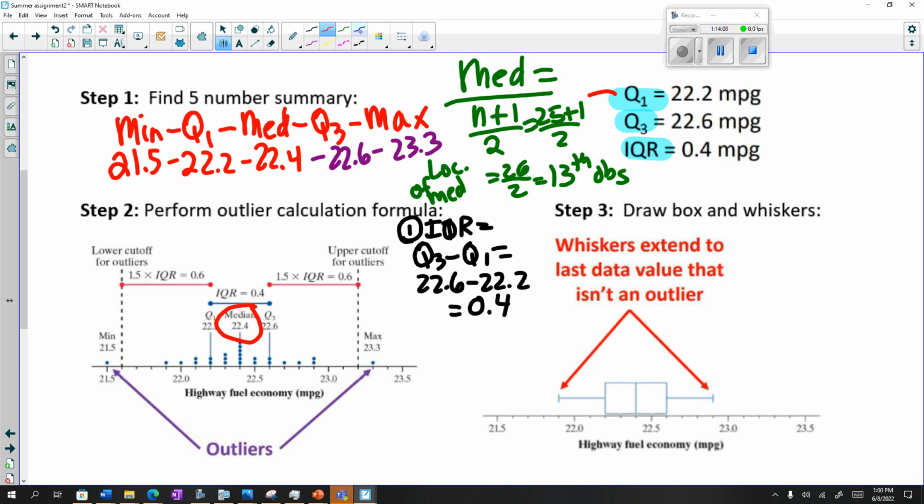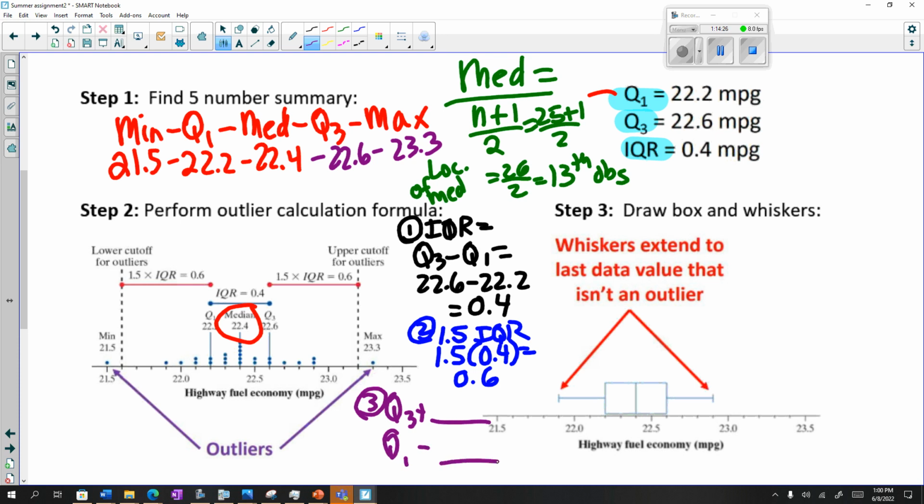Step 2, we're going to do 1.5 times the IQR. So I did 1.5 times 0.4. I got 0.6. And then step 3, this is the part where you have to do Q3 plus this number and Q1 minus this number. So Q3 plus 0.6 and Q1 minus 0.6. I know I'm running out of space here.